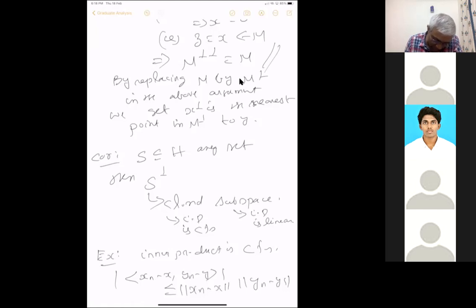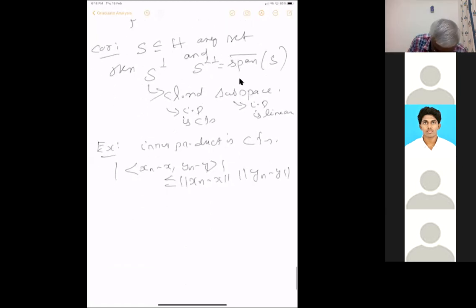Then S double perp, which is also a closed subspace, is equal to the span closure of S. You can see the proof of the corollary, not the exercise.